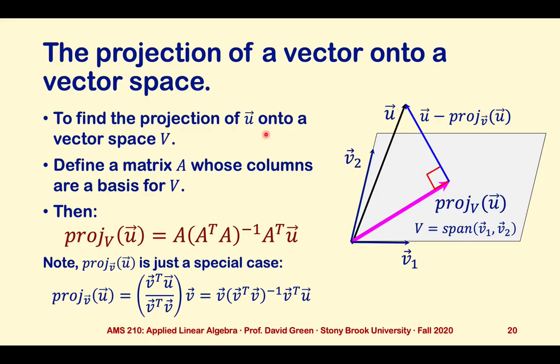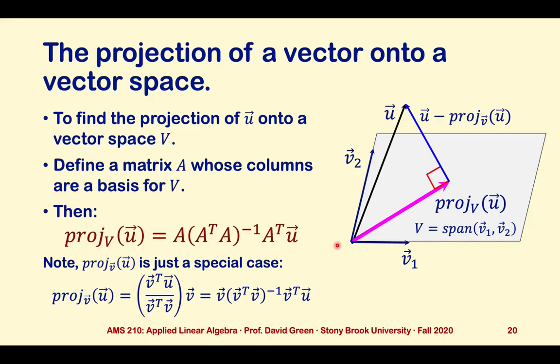Let's summarize where we are now. In order to find the projection of U onto a vector space V, all we need to do is define a matrix A whose columns are a basis for V. I showed it for the 2 by 2 case, but nothing that we really defined there wouldn't extend perfectly well to higher dimensional vector spaces. So we define a matrix A whose columns are a basis for V. When we've done that, we can then simply compute the projection of U onto V with this general formula.